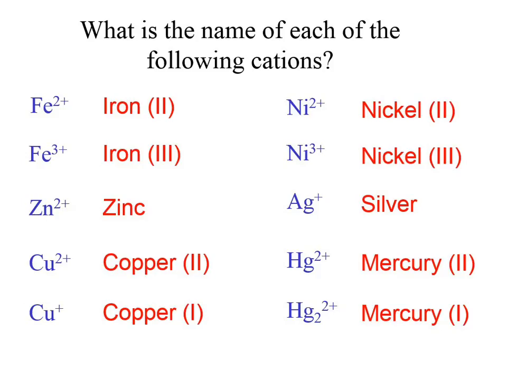So on that whole list, there's only 2 where you don't use Roman numerals, and that was zinc and silver. Everything else you do use Roman numerals.